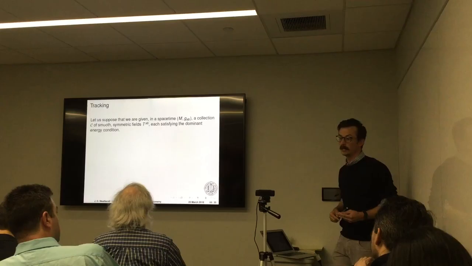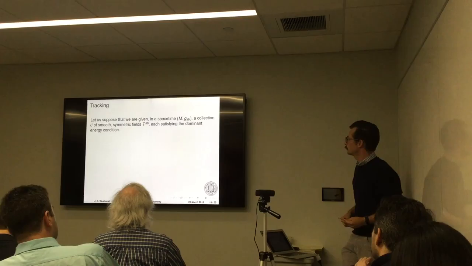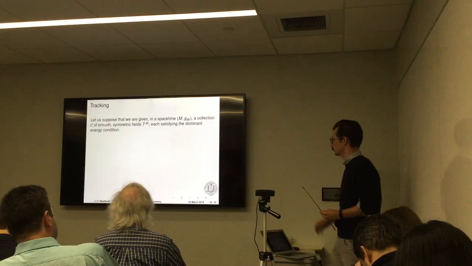Okay, so what we're going to do is suppose that we have some collection of smooth fields, T_AB, that satisfy the dominant energy condition. These are smooth fields, so they just satisfy the dominant energy condition in the normal sense on some fixed space-time (M, g).